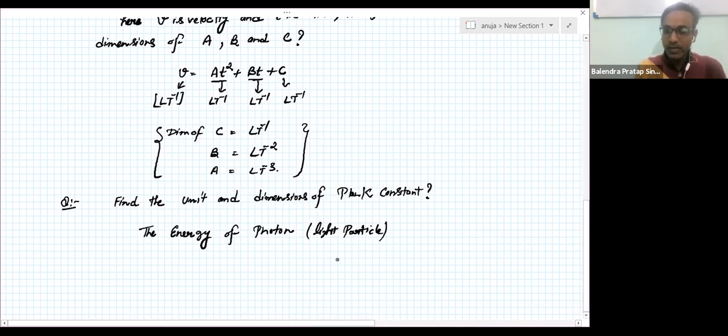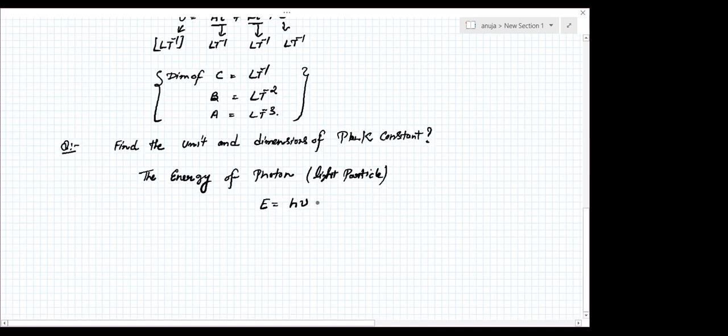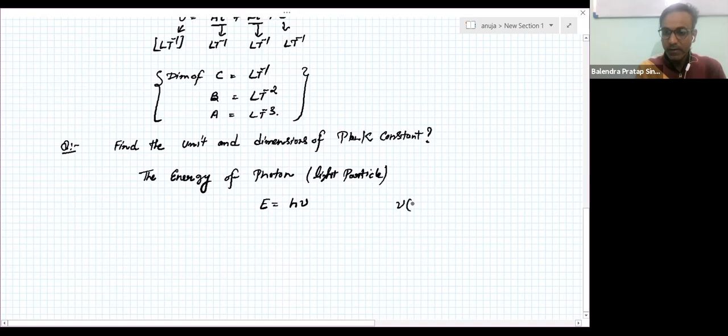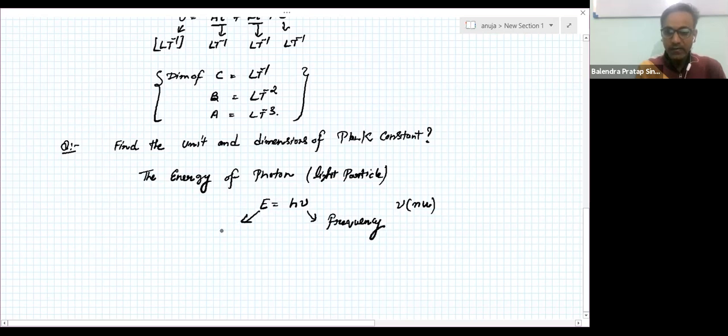So the energy of photon is E is equal to hν. You just need to know the formula. Where E is the energy and ν is the frequency. This is the symbol nu. So nu is basically frequency, and here E is energy. This is a very famous equation given by Planck, and h is Planck constant.